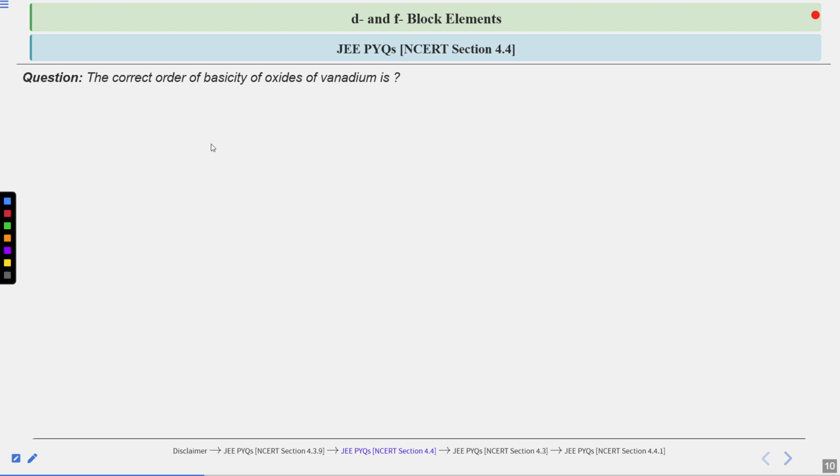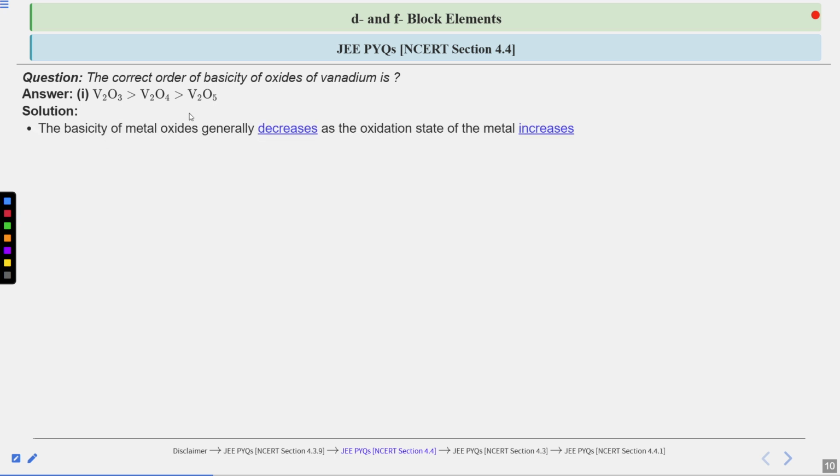See, for this given question, the correct answer is the first option, that is V2O3 has the highest basicity, then V2O4, and then V2O5. The basicity of metal oxides generally decreases as the oxidation state of the metal increases. This is the concept on which we are going to answer this question. You have to calculate the oxidation state for each oxide given, and then apply this concept that generally as the oxidation state increases, the basicity of the metal oxide will decrease.